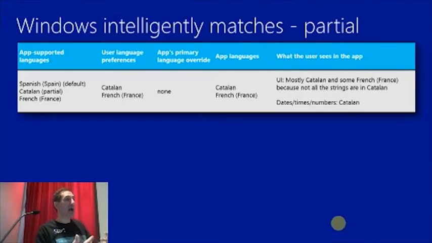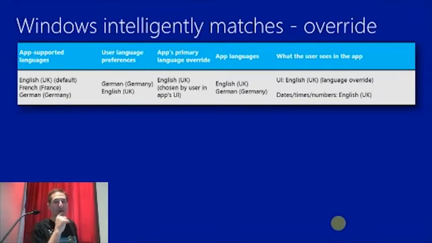And so the UI will actually use Catalan, but wherever there is a string that is not available in Catalan, it will fall back to French from France. So it will do the intelligent thing there and try and give the end user as many of the strings that are available that the end user understands. Make sense? Yes? No? Okay, let's keep going.